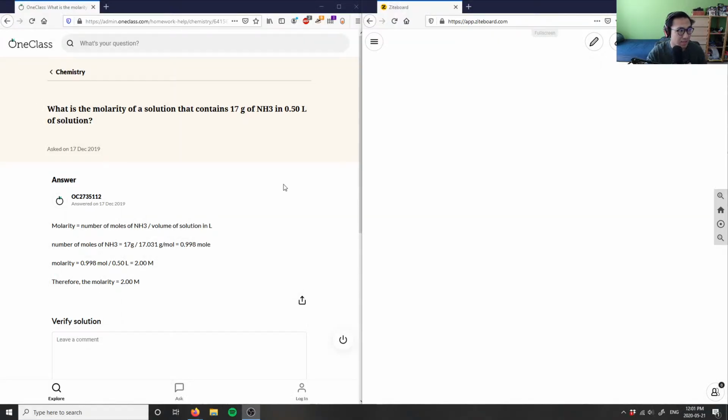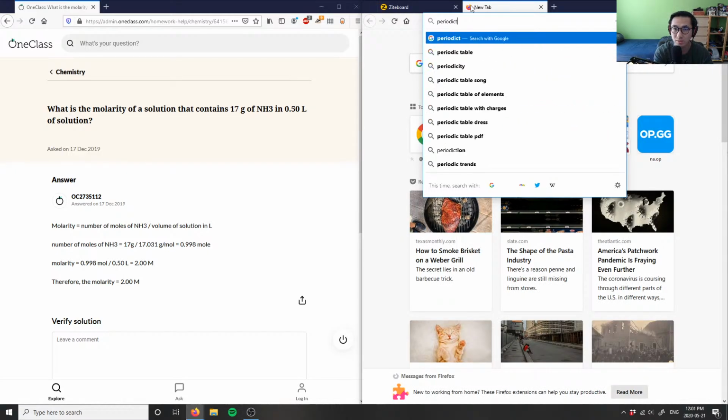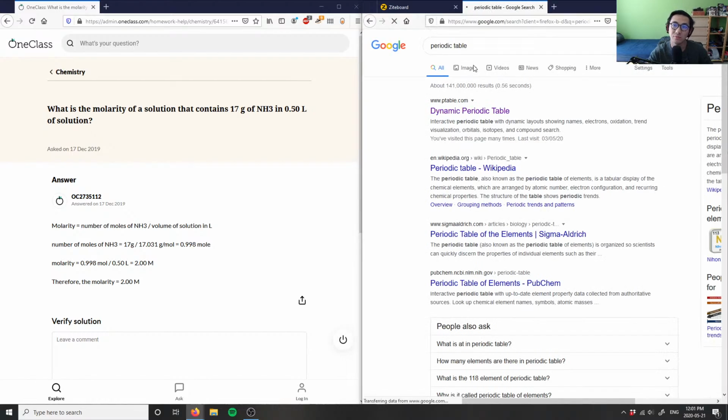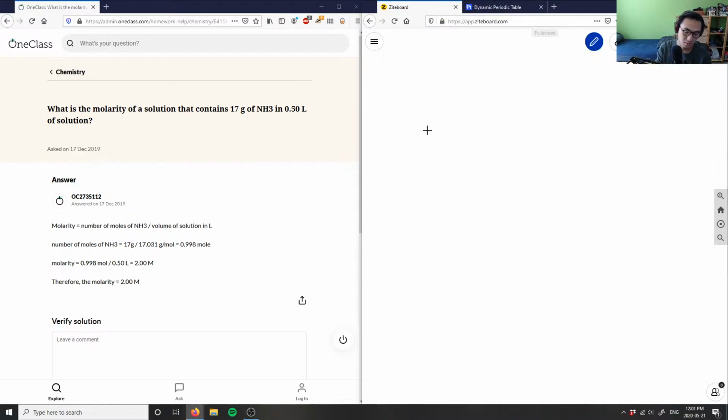Our first question is asking us, what is the molarity of a solution that contains 17 grams of NH3 in a 0.50 liter solution? Let me just bring up the periodic table as well, because we're going to need to use this to figure out our solutions. So let me write this down.